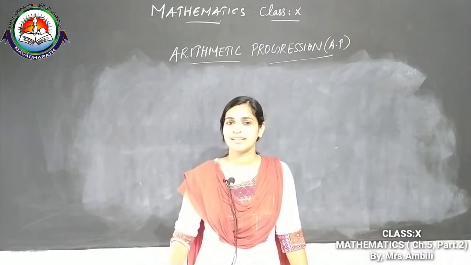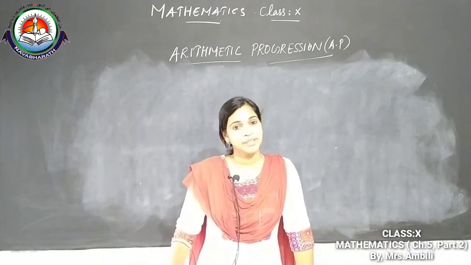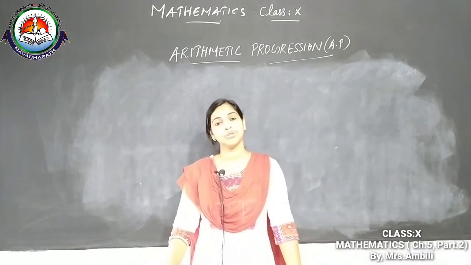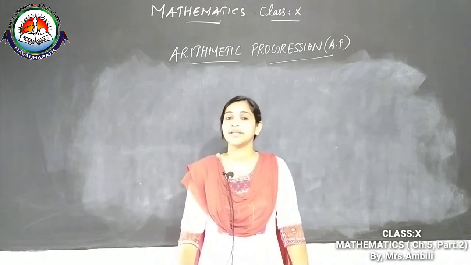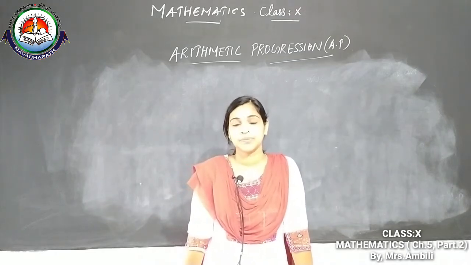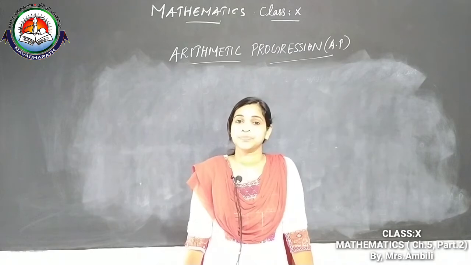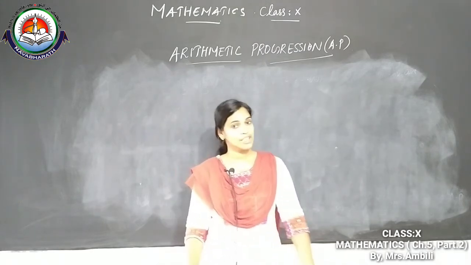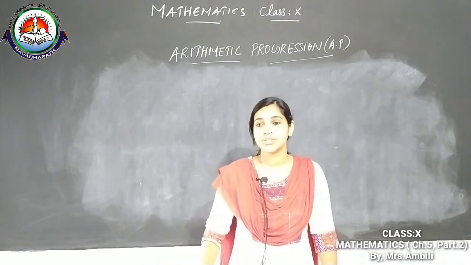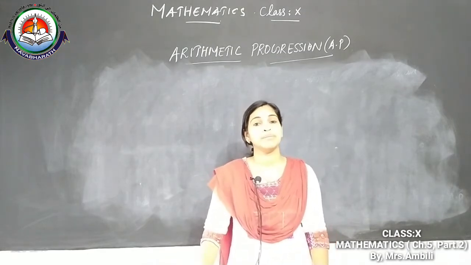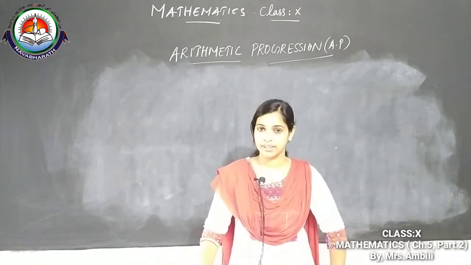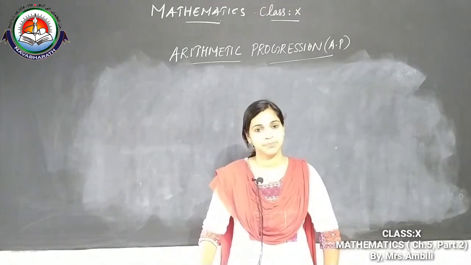What we discussed in the last class? Arithmetic progression, AP. Okay. So today also we are going to discuss the 5th chapter, arithmetic progression. What is arithmetic progression? Arithmetic progression is a list of numbers in which each term is obtained by adding a fixed number to the preceding number except the first term.